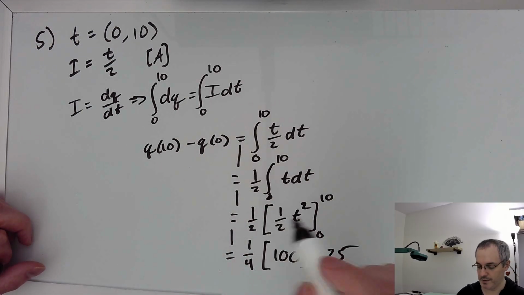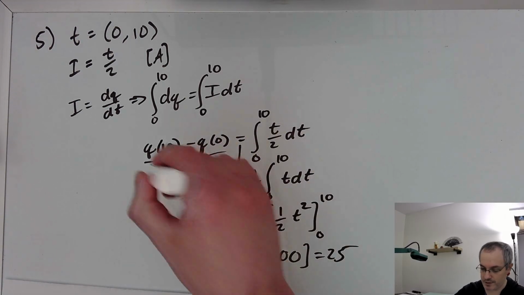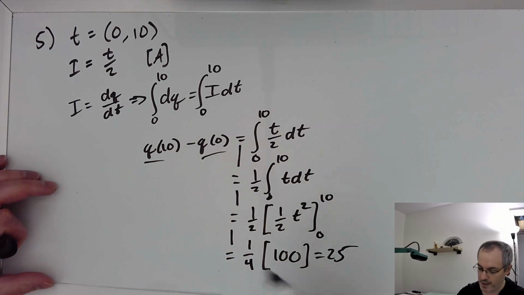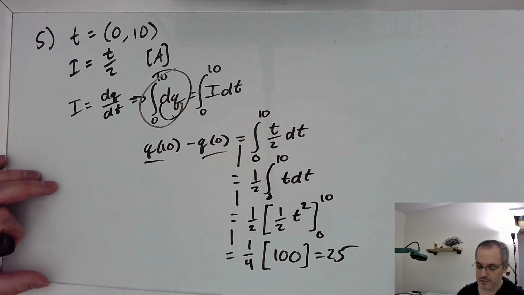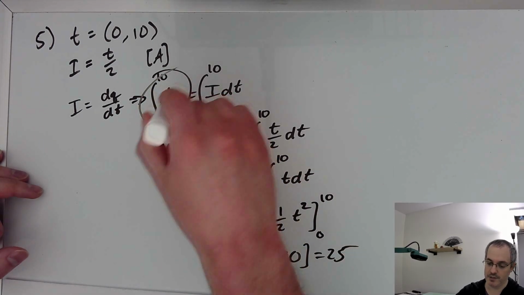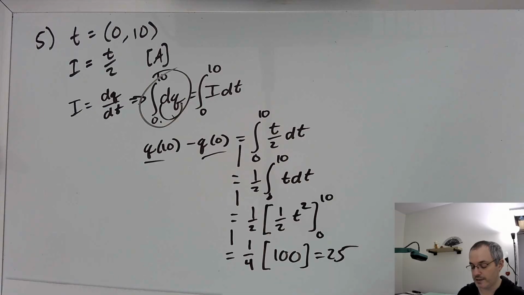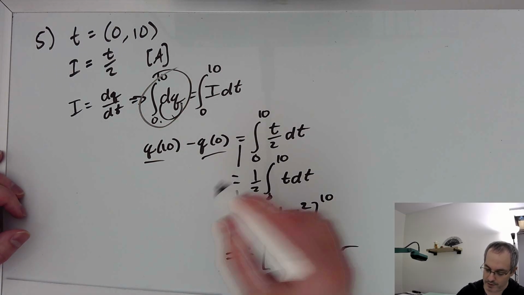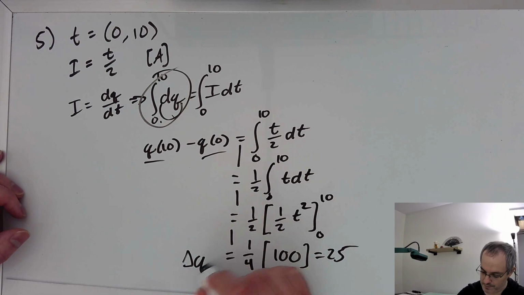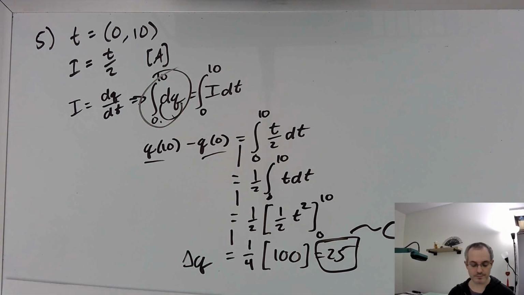On this side, we have q at 10 and q at 0, and we don't know either of those. The question, though, was to determine the total charge transferred, which can mean the change in it. And this is also the total change in it. Remember that when you do an integral, this dq is the change in q. So when you integrate, you're adding up all the little changes in q all the way from 0 to 10. That's just the total change that has happened in q, so this is just delta q. So the answer is 25, and presumably it's coulombs. So there you go.